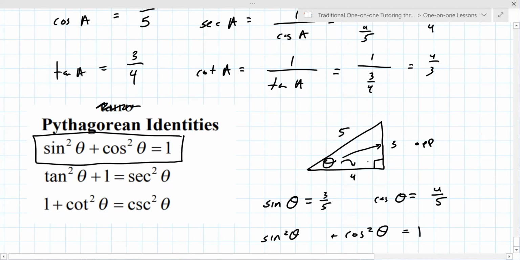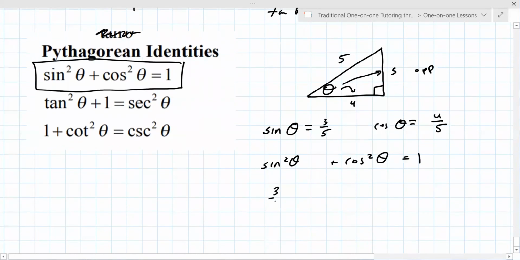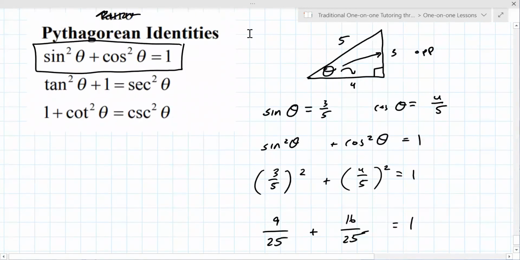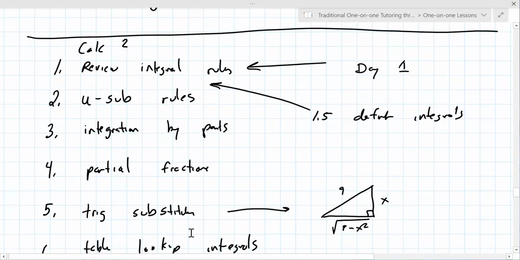Okay, so we can use this. Is 3/5 squared plus 4/5 squared equal to 1? See how I just took these numbers and put them in? So you square the top: 9 over 25 plus 16 over 25. Does that equal 1? Is 25 over 25 equal to 1? Yes. So you have not seen these identities before. No. Okay, they do come up in that unit that I mentioned with trig substitutions.